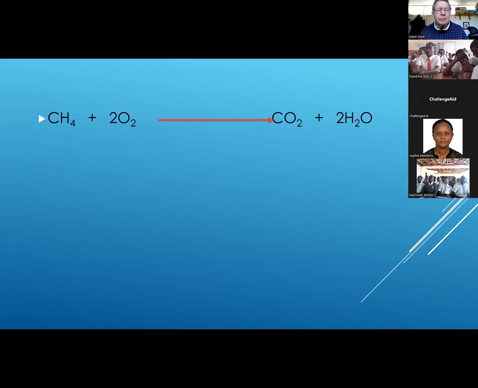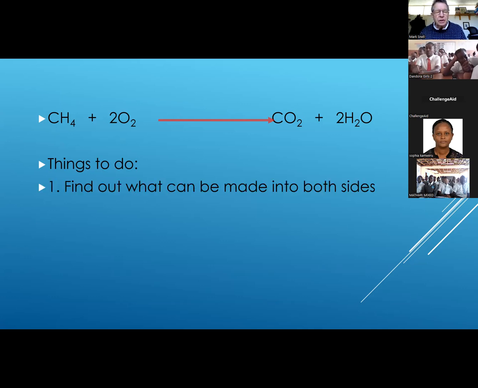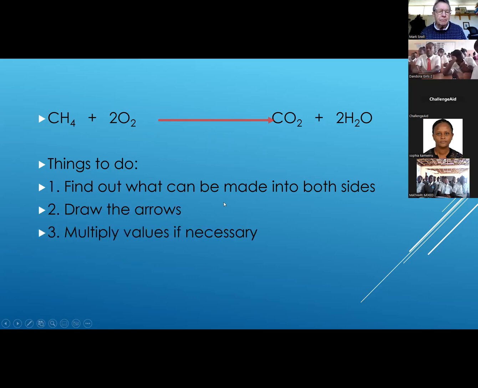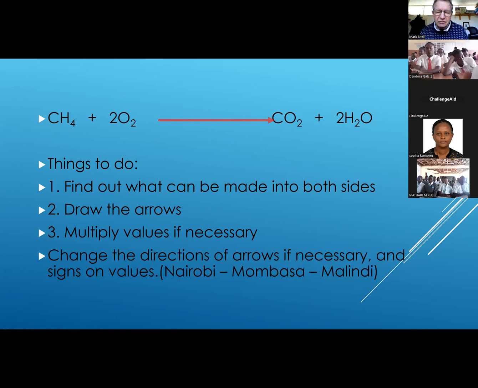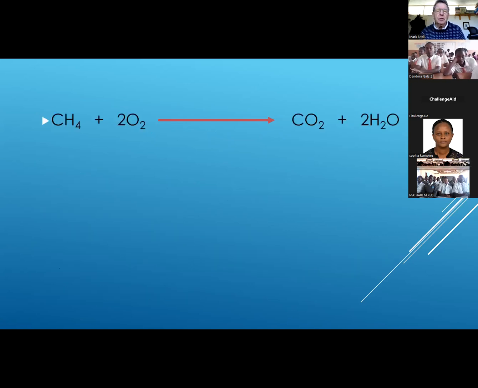which was fantastic. Here's another example, the things we had to do, and this you should remember or should have written down. You have to find out what can be made into both sides. That's the thing which is going to go underneath this big arrow. Then you have to draw the arrows from them upwards or downwards. Multiply any values, like it has 2 waters on the right hand side, so we need 2 times the energy for that. Change the direction of the arrows if necessary and the signs on the values and add it all up.